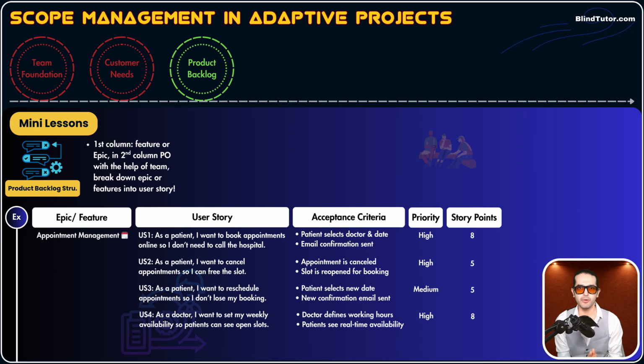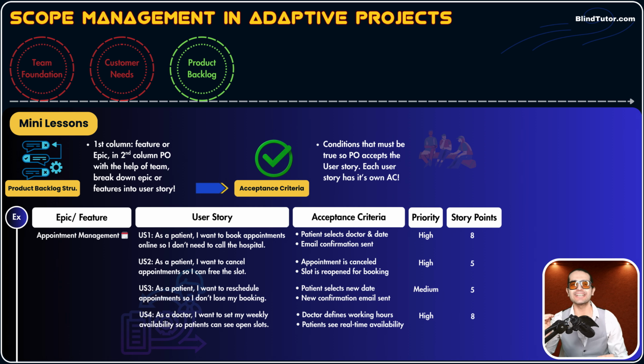Okay. Now, in the third column, for each user story, we're going to have acceptance criteria. Acceptance criteria are the conditions that a specific user story needs to have, so we consider that user story as done. Guys, there is a difference between definition of done, DOD, which we covered in part 1, and acceptance criteria, which we're talking about right now. What's the difference? So acceptance criteria is specific for each user story.